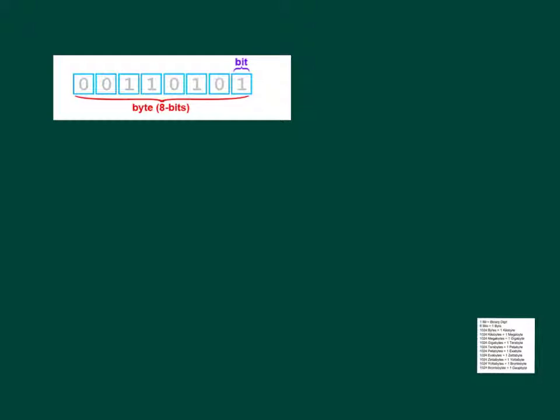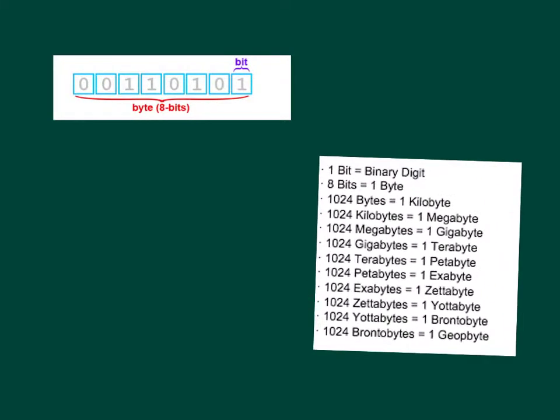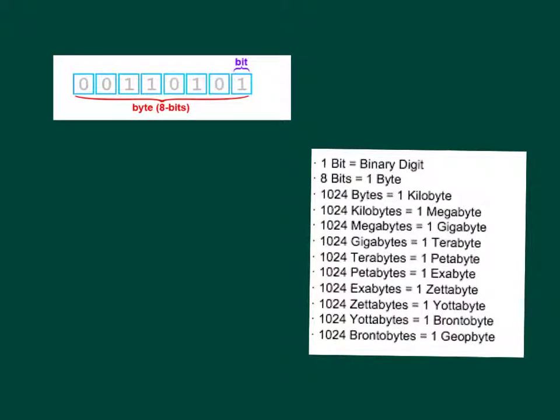A combination of 8 ones and zeros makes up a byte. Other terms that you might have come across are things like kilobytes, which is actually 1024 bytes, a megabyte, 1024 kilobytes, a gigabyte, terabyte, petabyte, and so on.